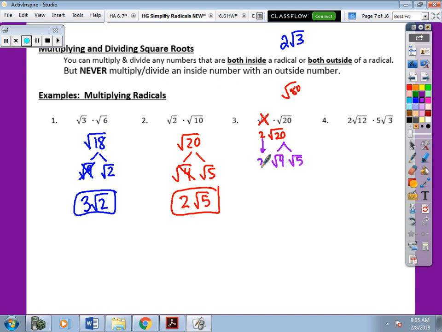Now the 2 comes down and it just stays out front. And then we would take the square root of 4, which is 2. And again, this is understood multiplication to get 4 root 5. Again, if you don't like that, just keep it like this. But you'd have to break this down into 16 and 5, which is then 4 root 5.